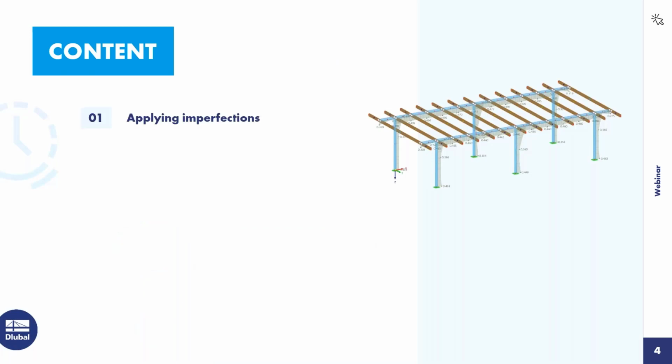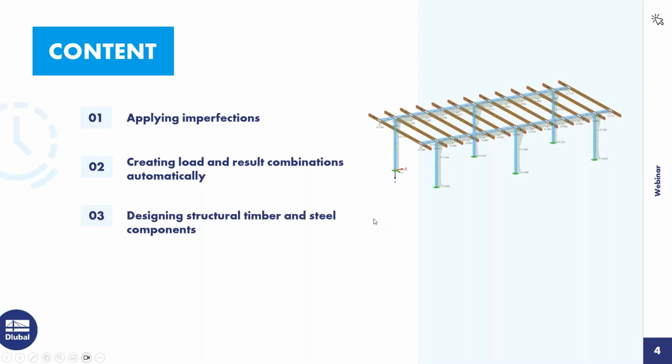I start with the content for today. The first step is applying imperfections. Then I will do the load and result combinations. The program will do that automatically, but I go through the different dialogues. Then I design the timber and steel components, and the last point for today is the documentation.